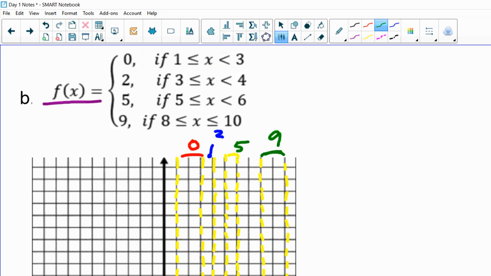Now, we're going to 2. Well, does 2 own any fences? Well, 2 owns the fence at 3, but 2 does not own the fence at 4. So we're going to y equal 2. Y equal 2 owns the fence at 3, but he does not own the fence at 4.